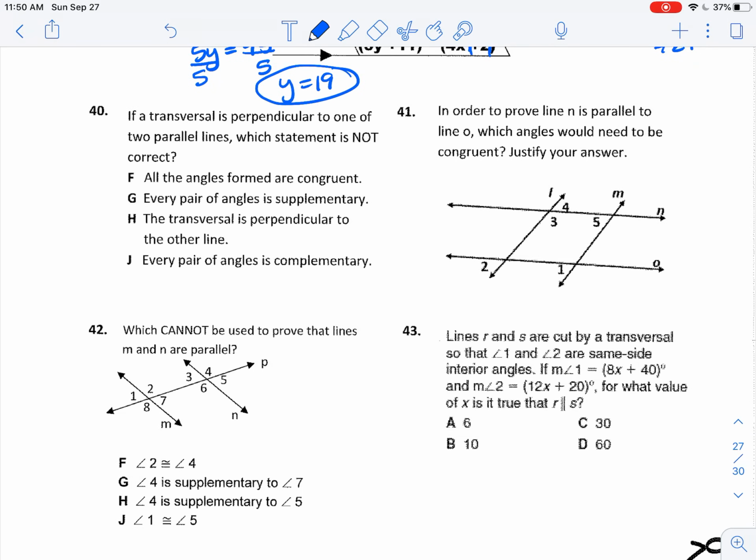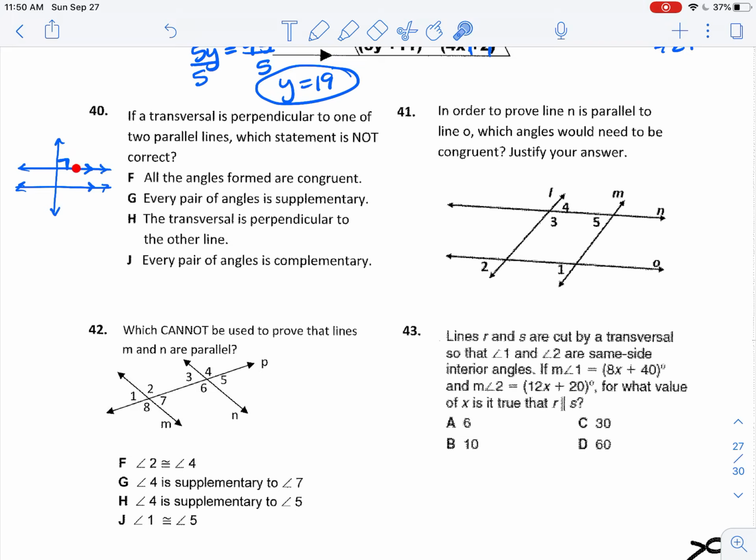Okay, number 40. If a transversal is perpendicular to one of two parallel lines. Okay, so I'm going to draw a picture on this one. Let's draw two parallel lines, and I'll do my little chevrons on them so I'm not guessing whether these are parallel. I know that these are parallel lines. And a transversal is perpendicular. Here's my transversal. It's perpendicular to one of those parallel lines, which statement is not correct?